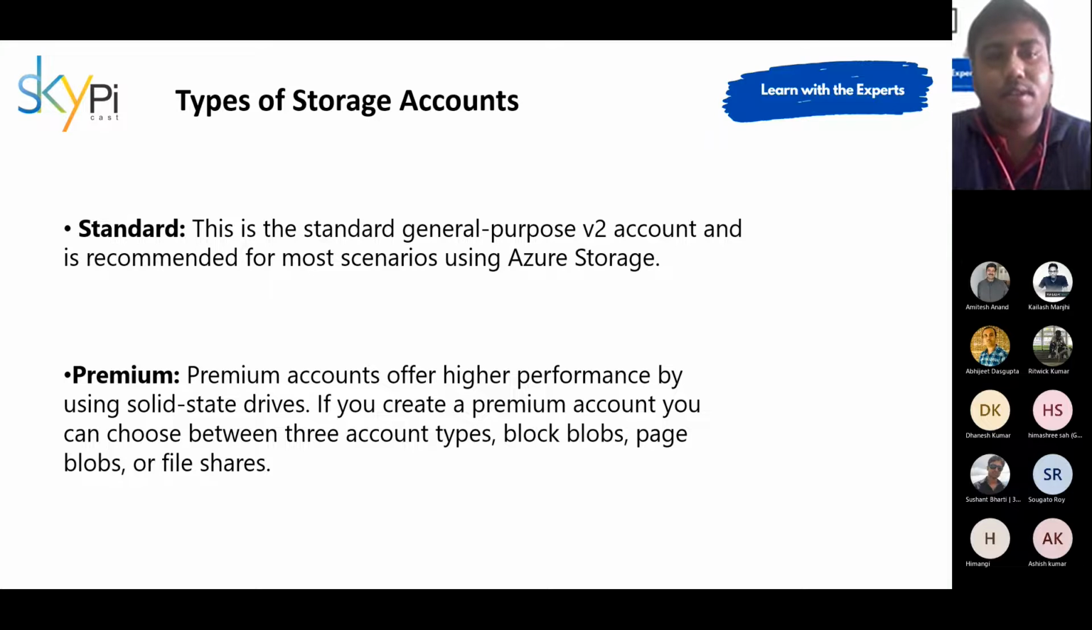If we select a standard storage account, we have a general purpose V2 account, which gives us a couple of types of storage functionality. We can store a blob, a queue, a table, and so on. In a premium account, we can only store block blobs, page blobs, and file shares. We'll go through what page blobs and block blobs are in later slides. So, moving on.